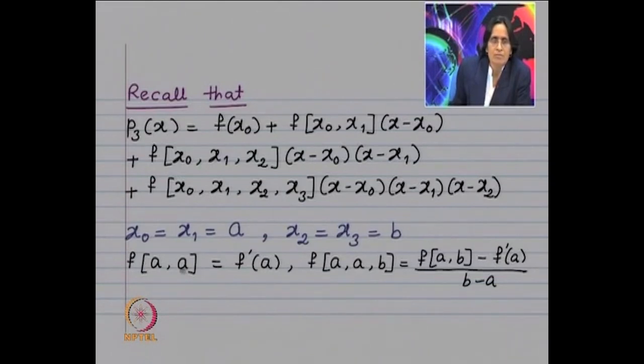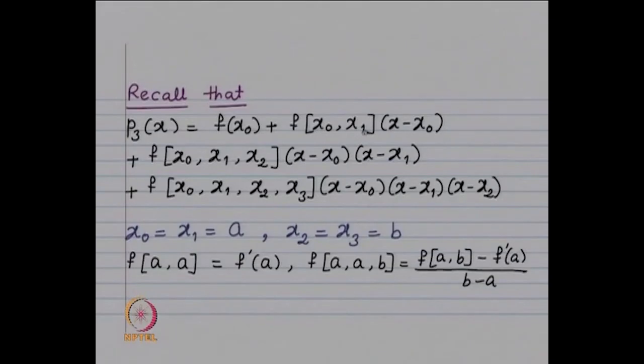Suppose x 0 is equal to x 1 is equal to a and x 2 is equal to x 3 is equal to b, then this f of x 0, x 1, that is going to be f of a, a, and we are defining it to be equal to f dash a. Here this divided difference will be f of a, a, b. So, that will be f of a, b, a and b are distinct, minus f of a, a, which is f dash a, divided by b minus a. So, f of a, a makes sense, f of a, a, b makes sense, and f of a, a, b, b will be defined in a similar manner.